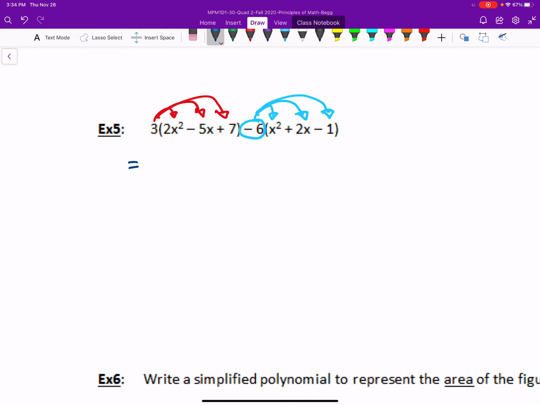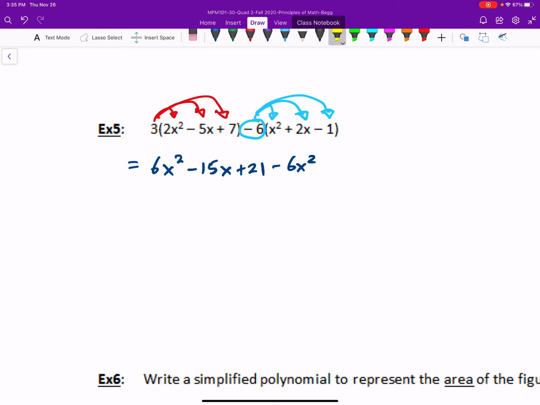And 3 times 2 is 6, and it's an x squared. Then I'm going to do 3 times negative 5. That minus sign is going to be considered part of the 5. And so I'm going to have negative 15x. Then I'll do 3 times 7, which is going to be positive 21. Then I'll move on to the next part, and I'll do negative 6 times x squared. I'll get negative 6x squared.